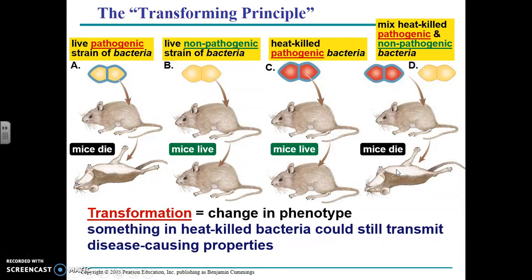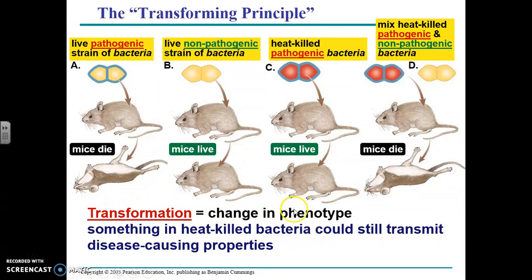What Griffith concluded from this is that something from the heat-killed S moved into the R, giving it the ability to kill. This is dead, so it can't kill anymore. The capsule is destroyed. But something inside the heat-killed S moved into R. And he called this phenomenon transformation.